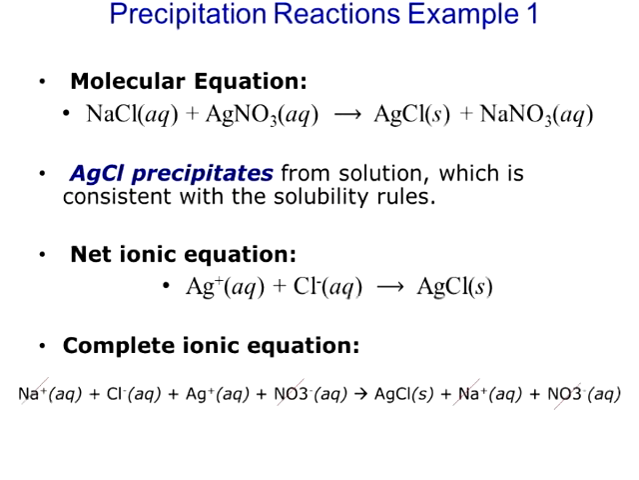This could also be examined by writing the complete ionic equation as we show you here. Cancel out the spectator ions and you're left with the silver and the chloride as the ions that form the precipitate, based again upon the solubility rules.